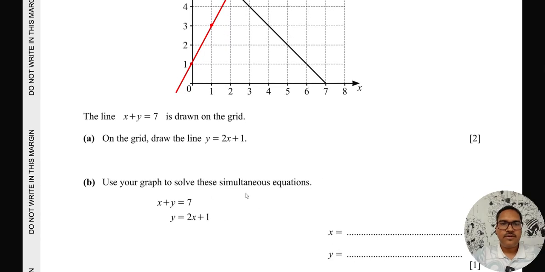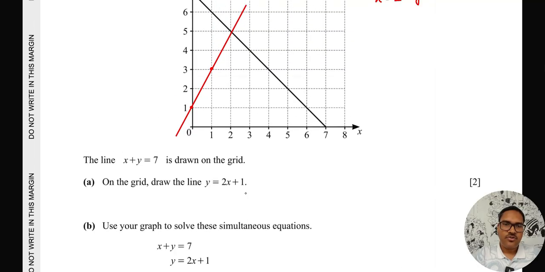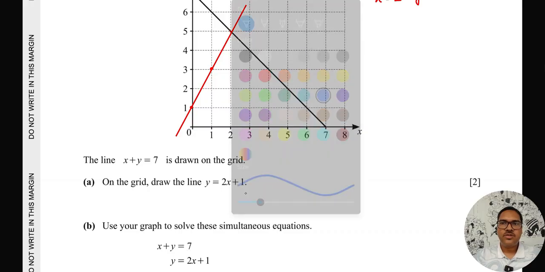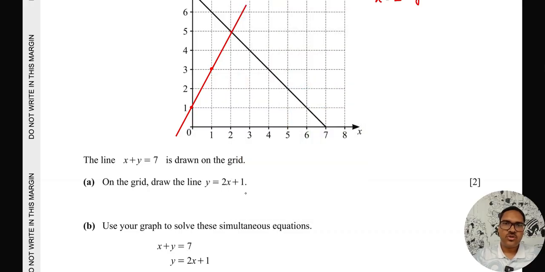Use the graph to solve the simultaneous equations x plus y equal to 7 and y equal to 2x plus 1. Now we know we have drawn both the graphs: x plus y equal to 7 is already given and y is equal to 2x plus 1 we have drawn. The point at which they are intersecting is the solution of the simultaneous equations. You can see here the point of intersection of these two. What is the coordinate of this? x is equal to 2, and y equal to 5.